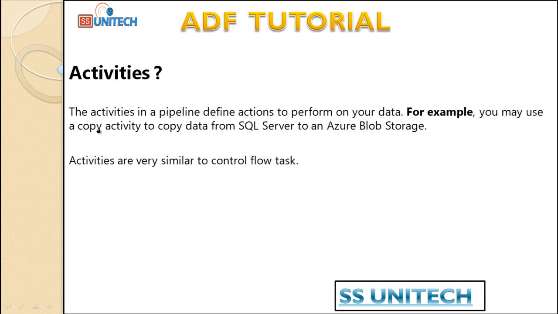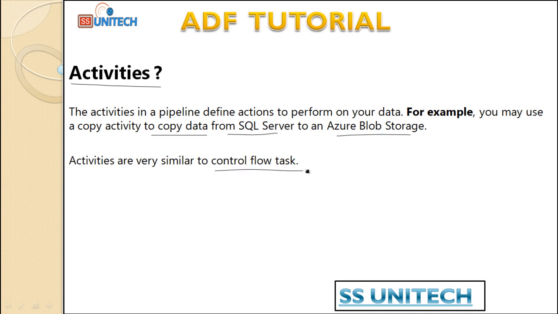Next are the activities. Activities in a pipeline define the action to perform on your data. So activities are what we are going to do inside the pipeline, what we want to do. For example, if we want to copy the data from SQL Server to the Azure blob storage, then we can use the copy activity. Copy is the activity by which we can do the copy. This is very similar to the control flow task inside SSIS.